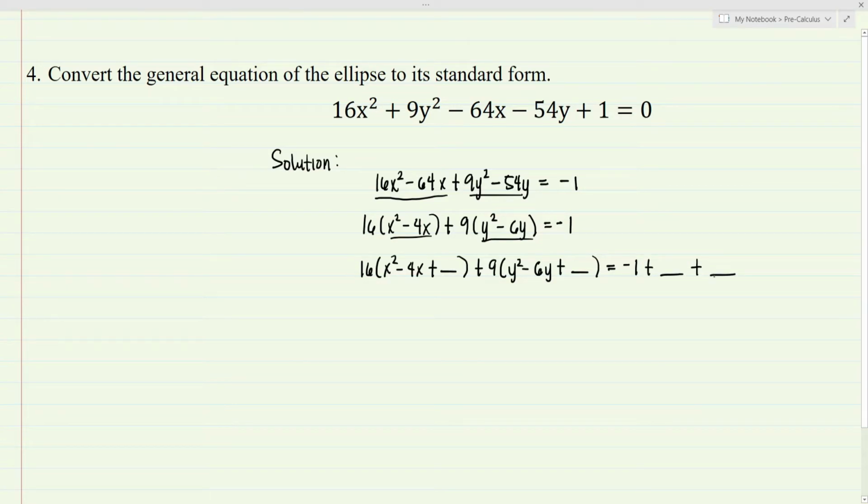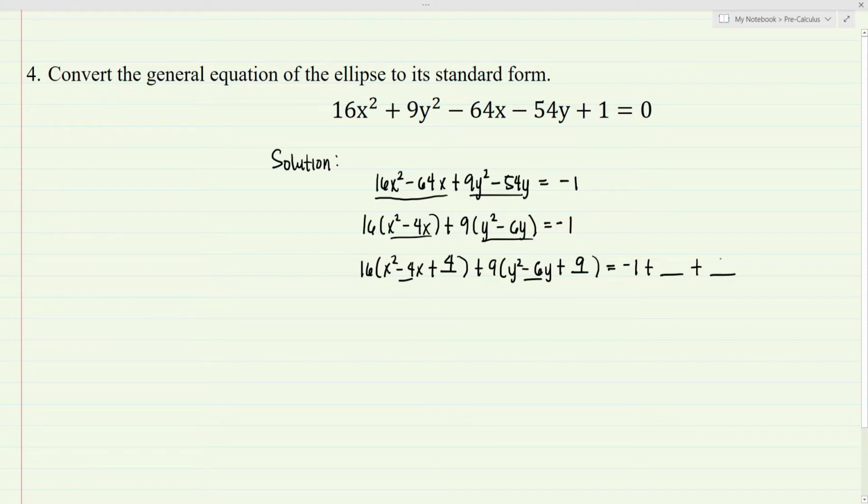To solve for the first constant term, just take the coefficient of the middle term, that is negative 4, divided by 2, that would be negative 2. Then the square of negative 2 would be positive 4. Next, for this quadratic expression, the coefficient of the middle term is negative 6, divided by 2, that would be negative 3. Negative 3 squared is positive 9. So that is now the constant term of the two quadratic expressions.